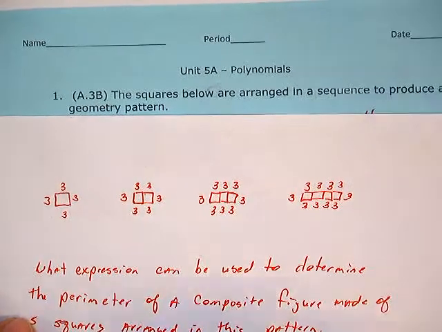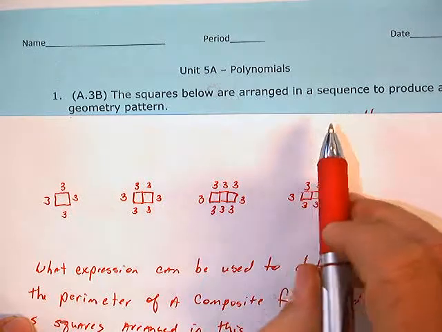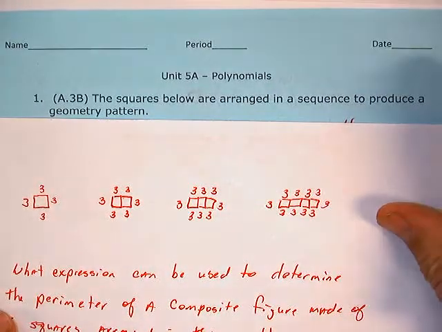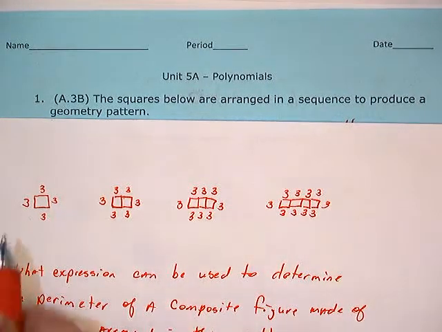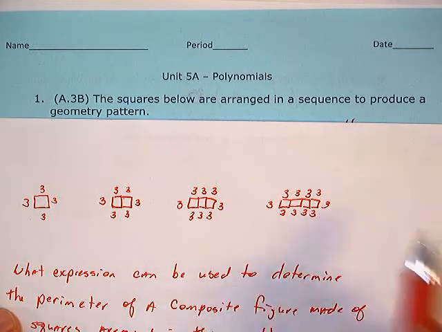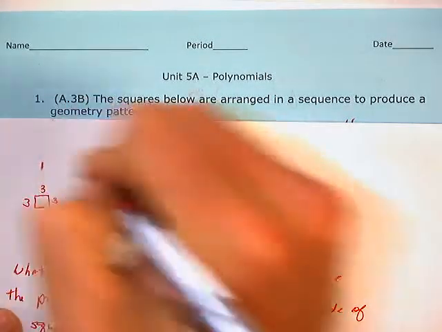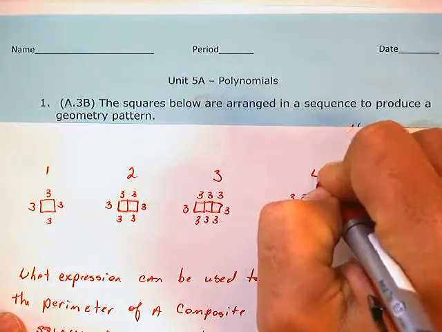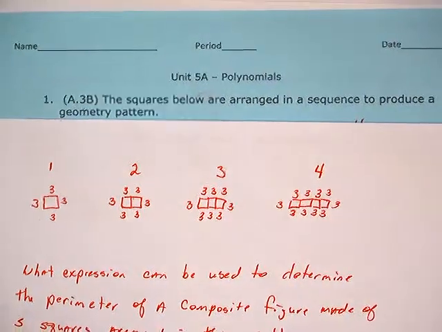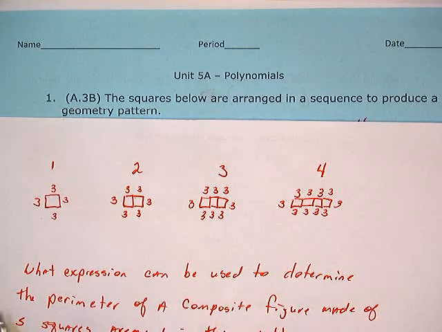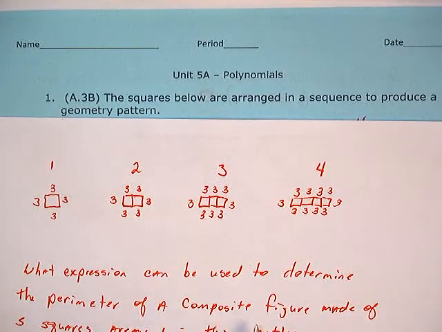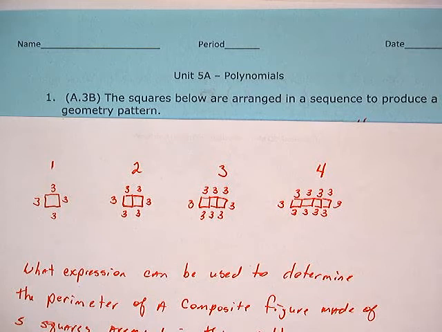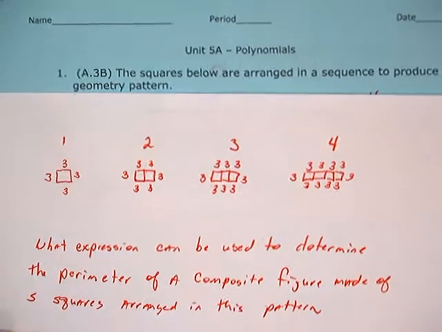Now, it says the squares below are arranged in a sequence to produce a geometry pattern. Okay, here are the four sequences. I'm going to call this sequence 1, this sequence 2, this sequence 3, and this sequence 4. Now it says what expression can be used to determine the perimeter of a composite figure made of S squares arranged in this pattern.